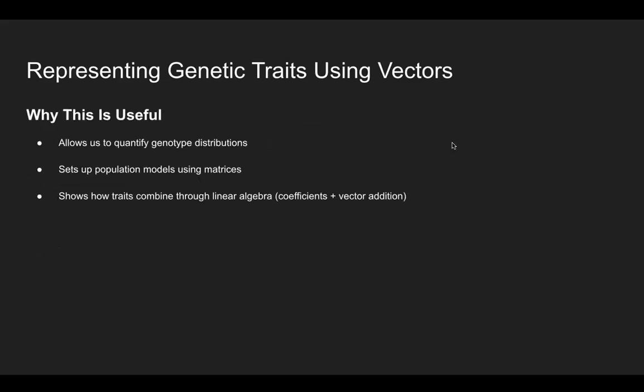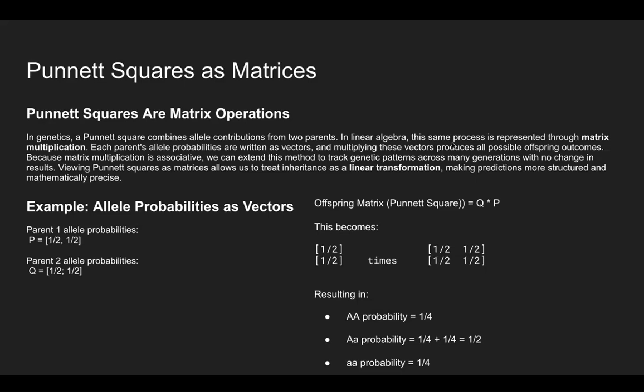Why this is useful: it allows us to quantify genetic distributions, sets up population models using matrices, and shows how traits combine through linear algebra, coefficients, and vector addition. Punnett squares as matrices. Punnett squares are matrix operations. In genetics, a Punnett square combines allele contributions from two parents. In linear algebra, this same process is represented through matrix multiplication.